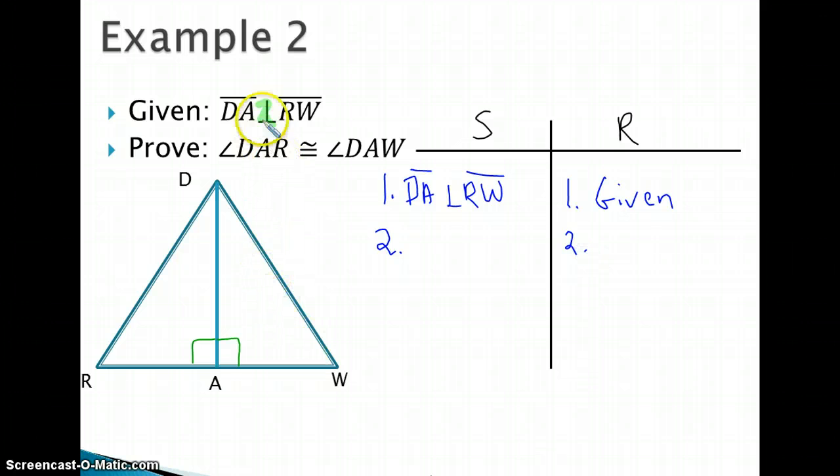And from that given information, the fact that I have perpendicular segments tells me that I now have right angles. So I'm going to say that angle DAR and angle DAW are right angles. And the reason I know that is because of the definition of perpendicular lines.